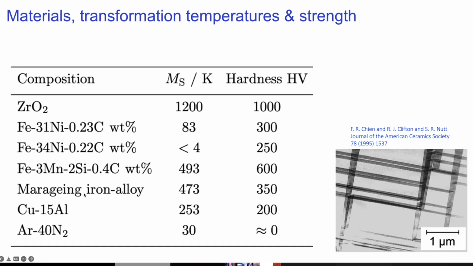Now, martensite does not have to be hard, even in iron. Maraging steels, or iron alloys which have almost zero carbon, have a hardness of just 350, more or less like that of pearlite. So that gives us a clue that it is really carbon which is causing much of the hardening of martensite. And we can get it in copper aluminium alloys, in argon nitrogen solid solutions, and in many other metallic alloys.